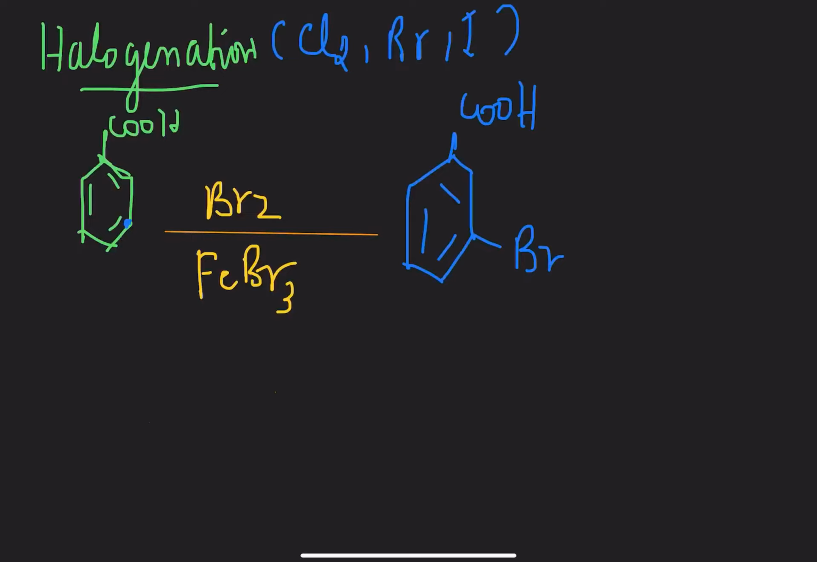Again, naming for this compound, nomenclature. What is the name for this? This is going to be 3-bromo. The halogen is a prefix always. Benzoic acid. Okay, 3-bromo benzoic acid. Alright, now instead of 3 you can also write meta-bromo benzoic acid.